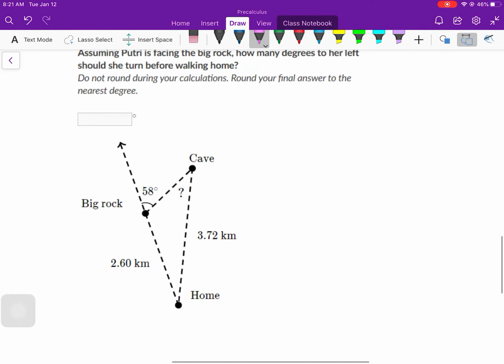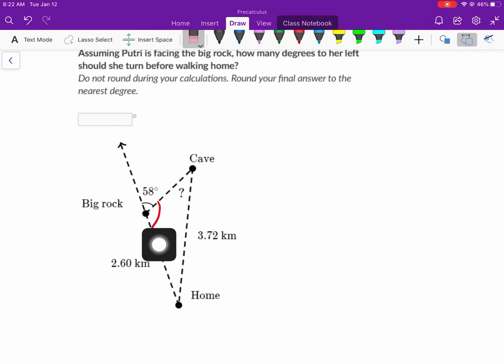Now this one here is going to be, we're looking for this missing angle here. So what we can do, this is looking like law of sines. If we have this angle here, we can make it law of sines, because then we'll have the opposite side there, the opposite side there. We'll have those two pairs of opposite sides. So once again, we know that the whole line is 180 degrees, which 180 minus 58 would be 122.